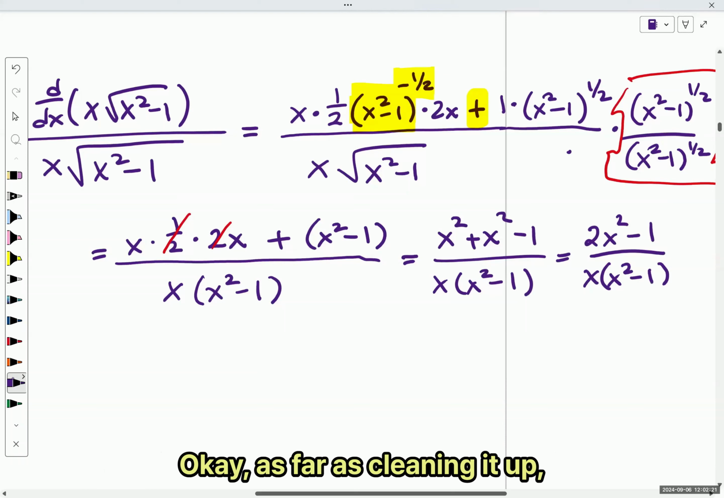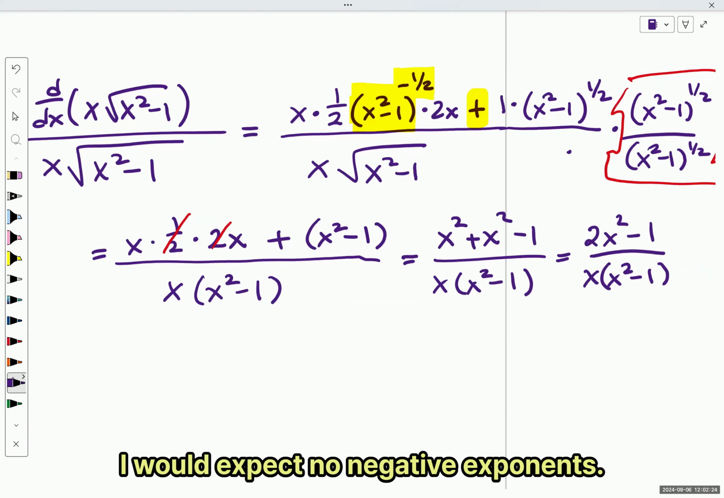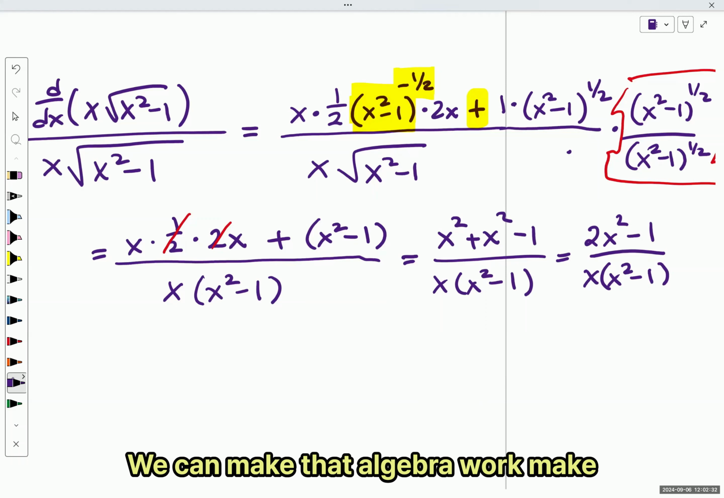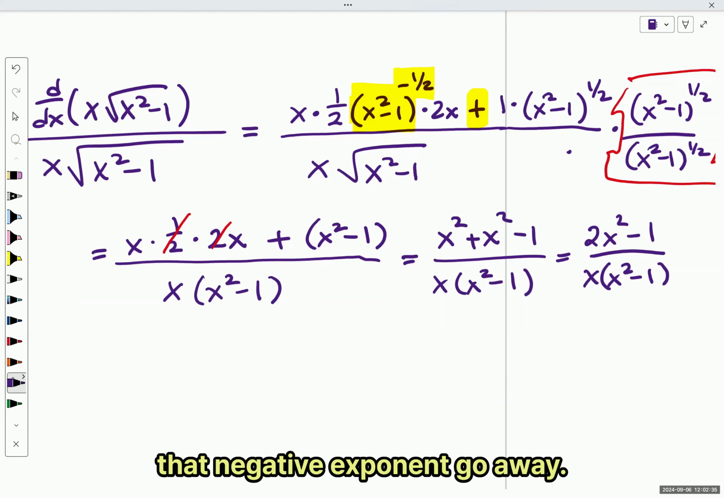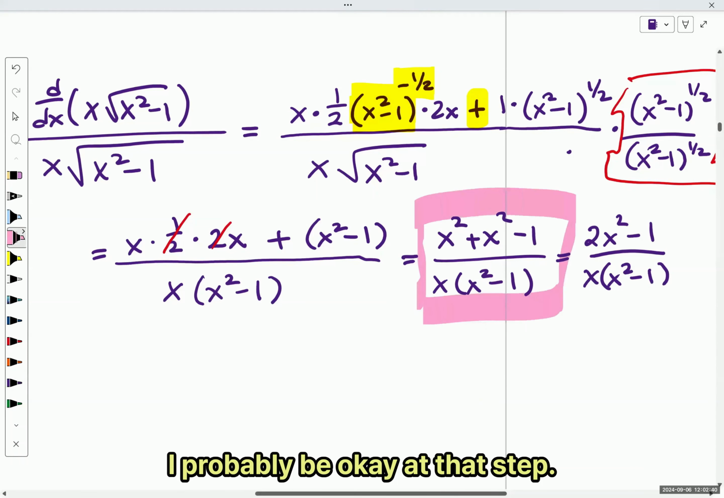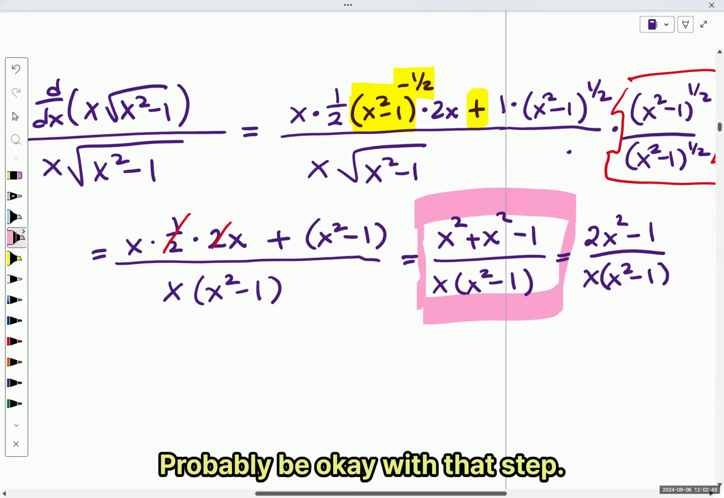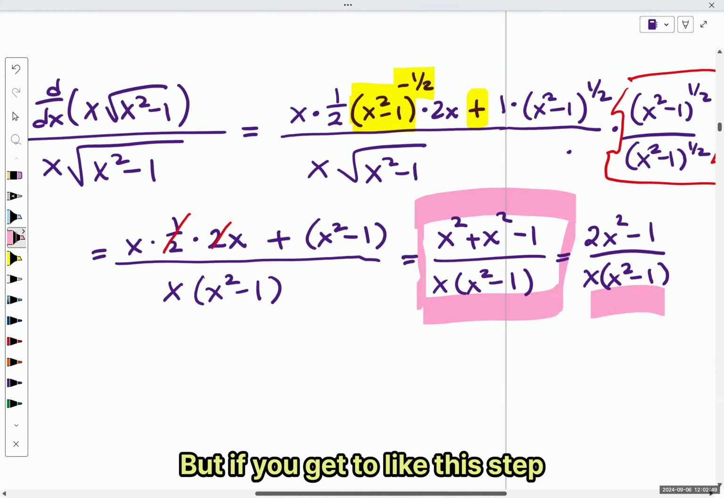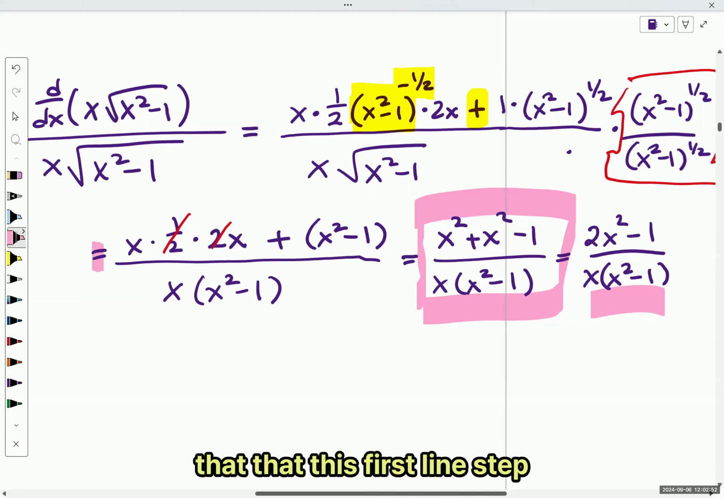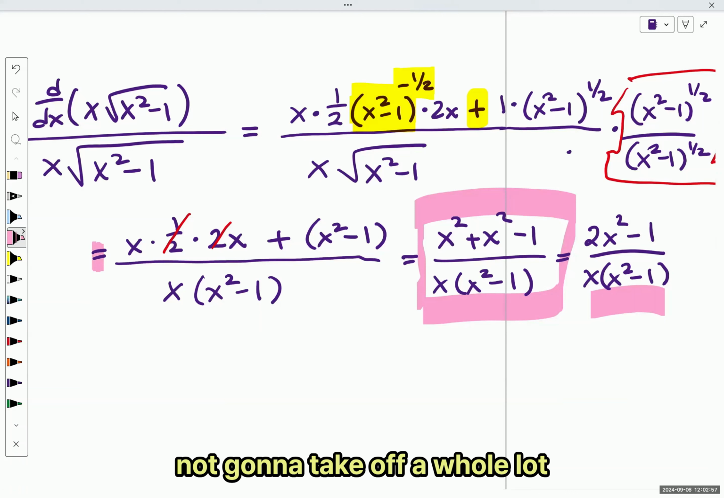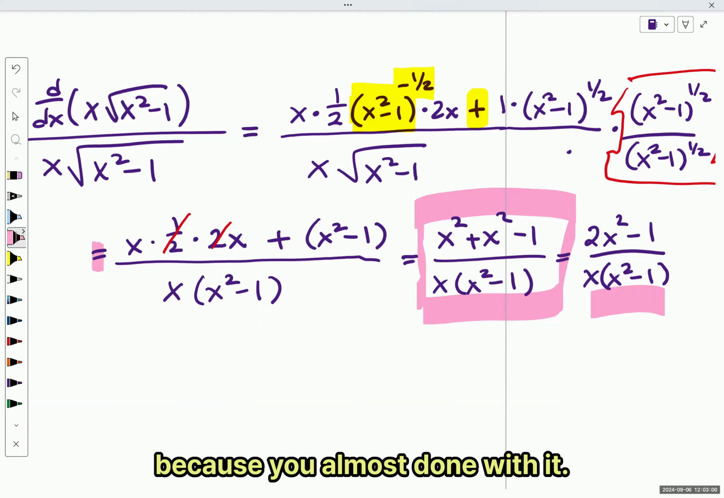As far as cleaning it up, I would expect no negative exponents. So I want those negative exponents to go away, right? We're a little bit more advanced now. We're in Calc 2. We can make that algebra work. Make that negative exponent go away. I'd probably be okay at that step. If this were a test problem, I'd really want that one. But if you get to this first line step, the x times 1/2 times 2x, I'm not going to take off a whole lot because you're almost done with it.